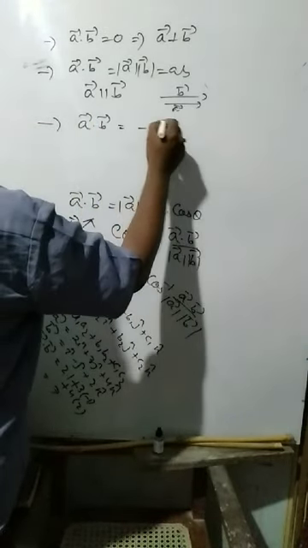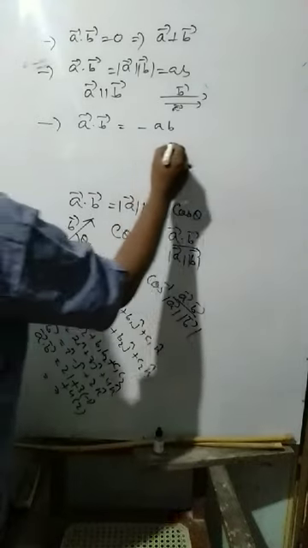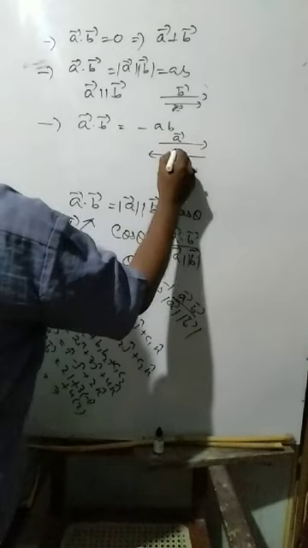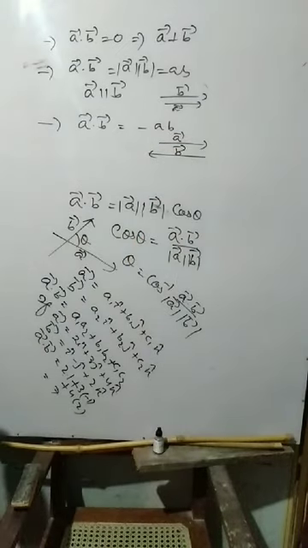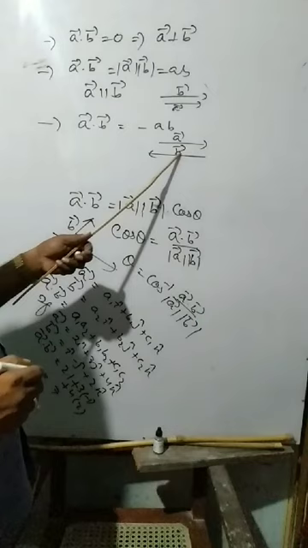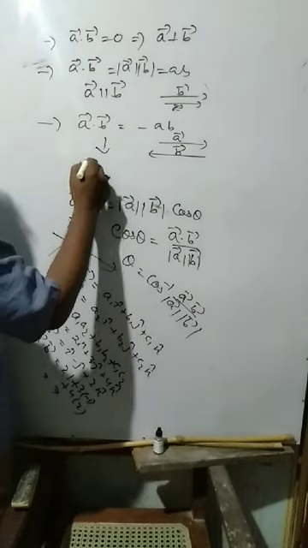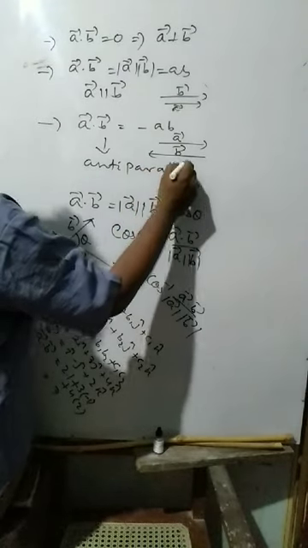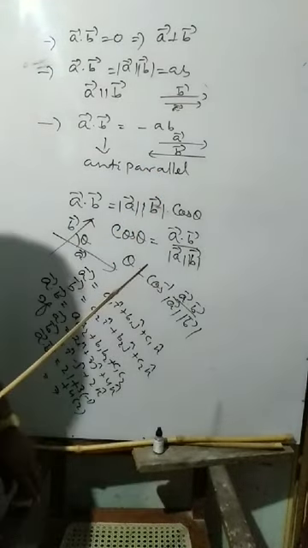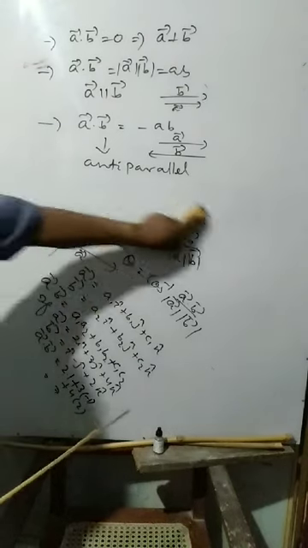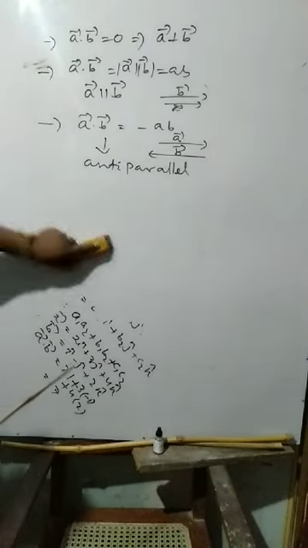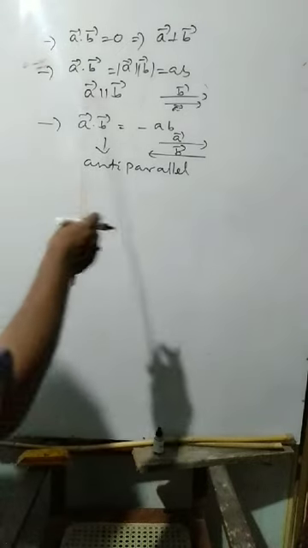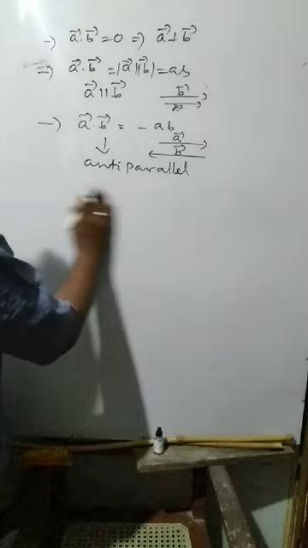At what case? They are anti-parallel. Anti-parallel means one is moving in this direction, the second in the opposite direction. A and B are two vectors, but here they are parallel, and here anti-parallel. So what is anti-parallel? They are parallel, but moving in the opposite direction.